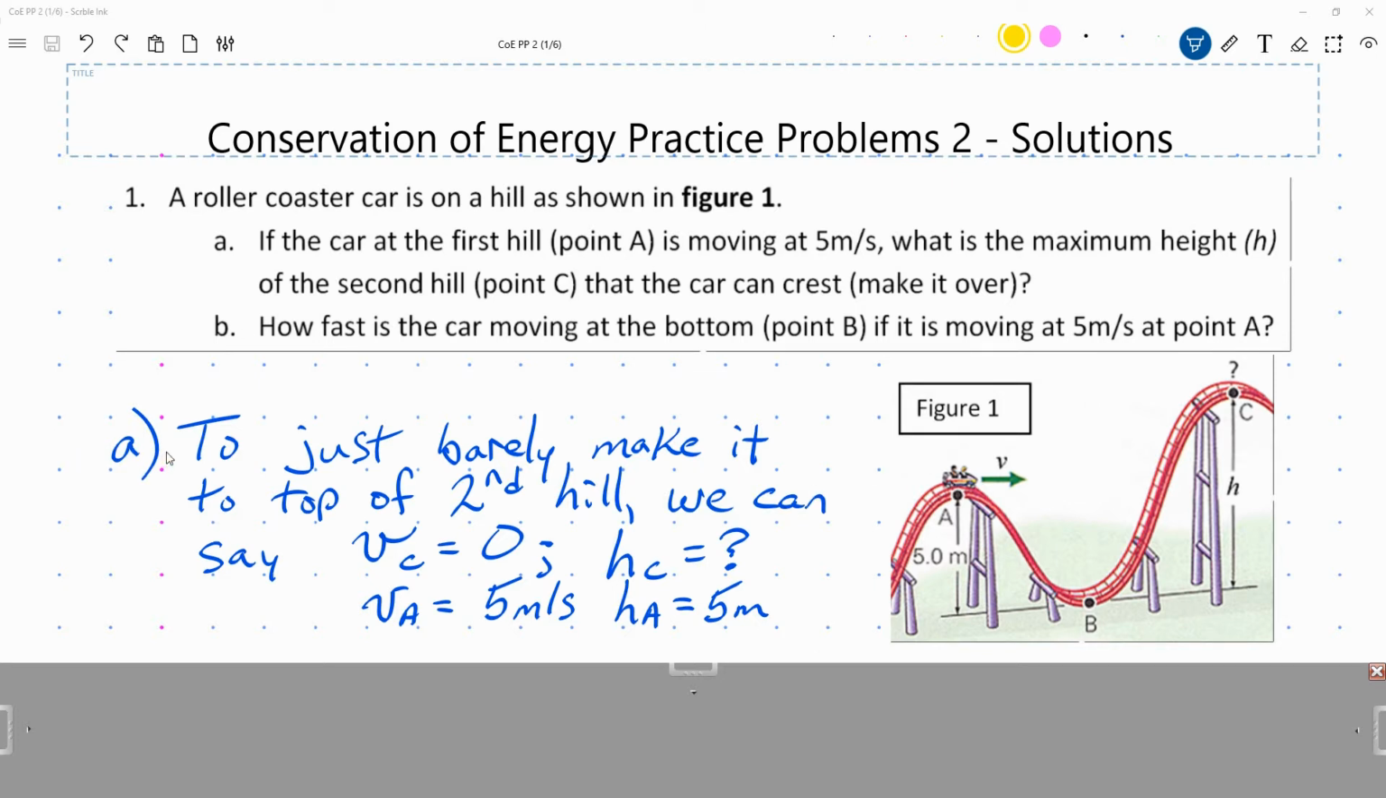So to solve this problem, what I'm recognizing is that to just barely make it up to the top of the second hill, I can say that the velocity, or really the speed at point C, is effectively zero. I'm thinking of that case of just barely making it, effectively stopping here, but hopefully just enough to continue on with the ride, again, not shown. So that's how I'm going to solve this. The speed here I'm designating to be 0, because if it was anything greater than 0, then it could have made it even higher. So that's the basic setup of part A.